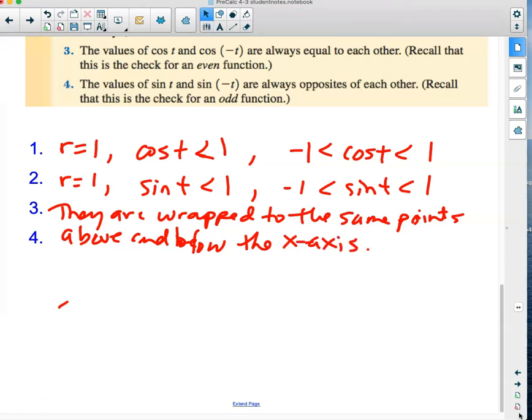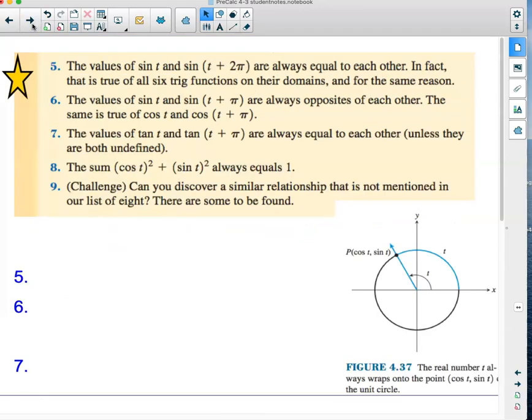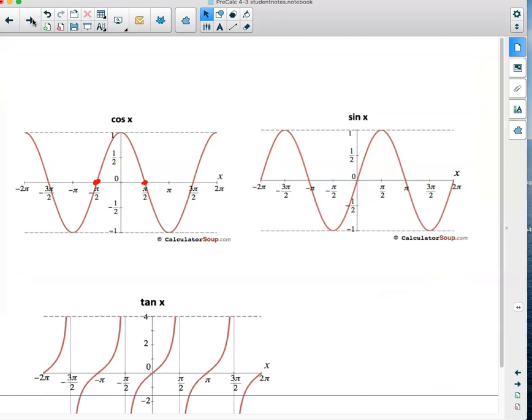And for number 4, it says the values of sine of t and sine of negative t are always opposites of each other. And that makes sense if we go over here and we look at our sine graph, because here we have pi over 2 and our y value is up there at positive 1. But if you go to negative pi over 2, you see that it's down there at negative 1.